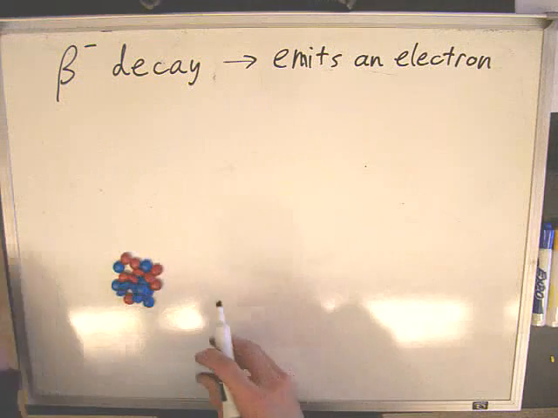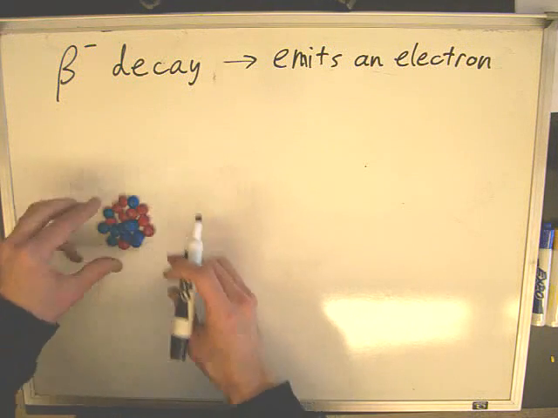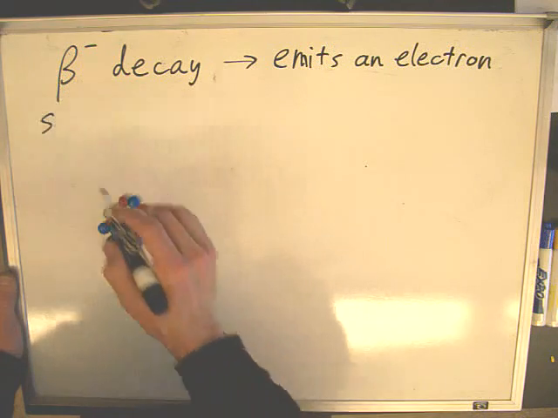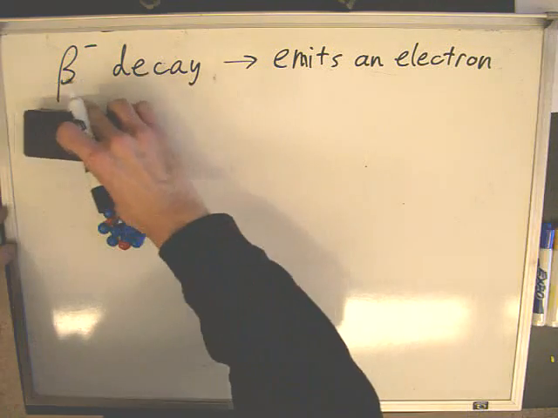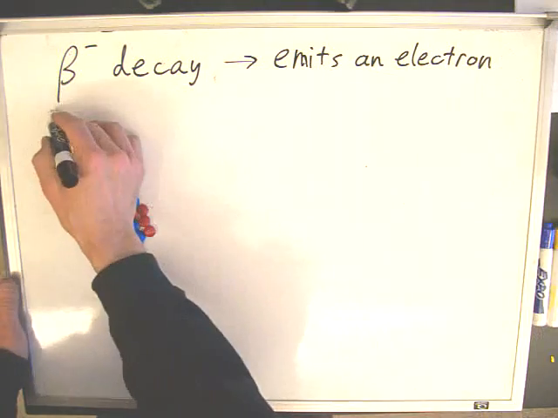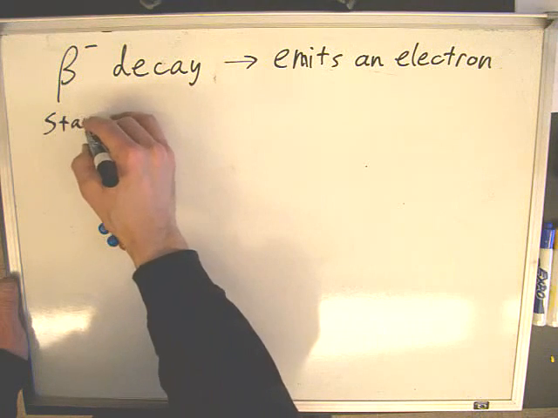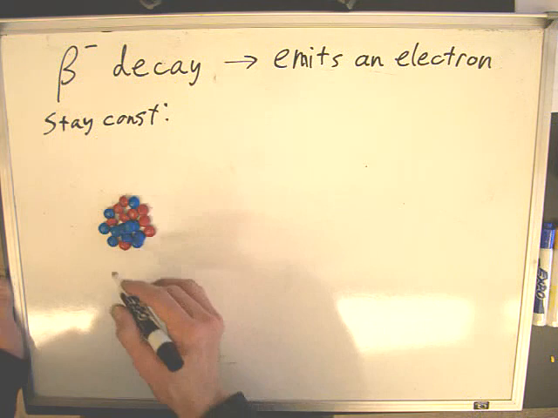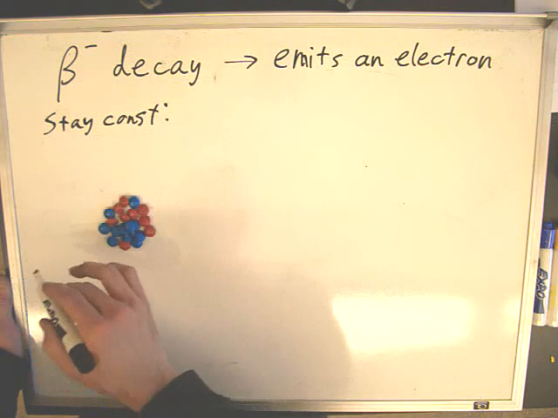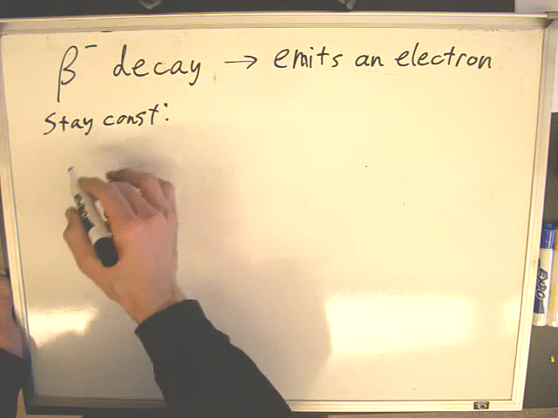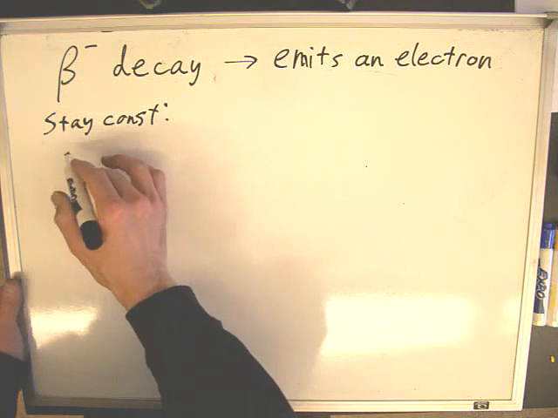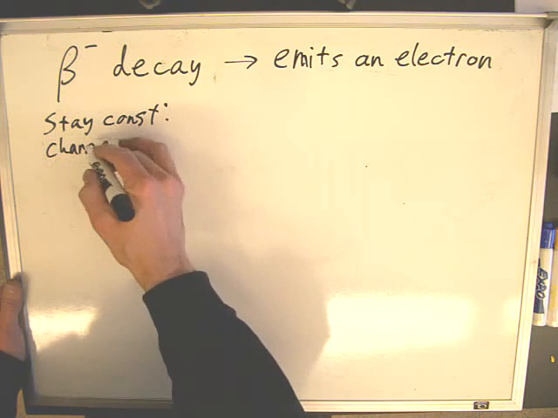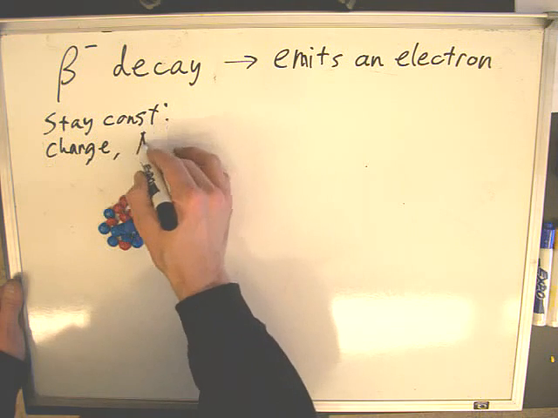Okay, so in order to make sense of this, we're really going to have to keep track of the charge in the nucleus. Two things have to stay constant that we're concerned with here: the charge of the nucleus, the total electrical charge, that is, and A.